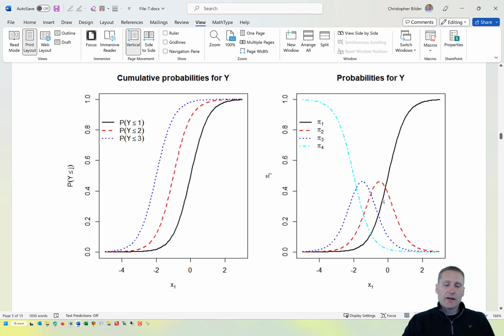On the left side here, I have x1 on the x-axis and the cumulative probability on my y-axis. And then I go ahead and draw the model out so that the probability that y is less than or equal to 3 is represented by the blue dotted line, and the probability y is less than or equal to 1 is represented by the black line there. And so we can see a similar shape that appears as a function of x.